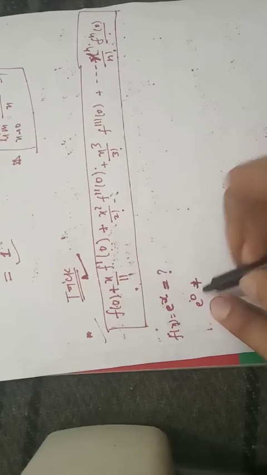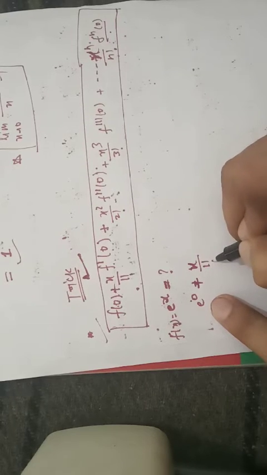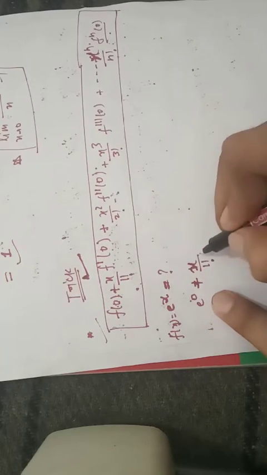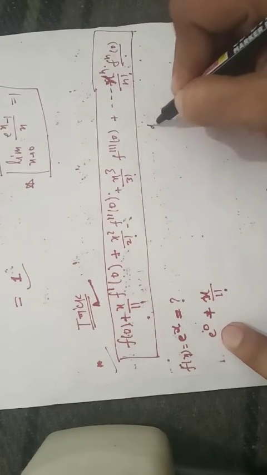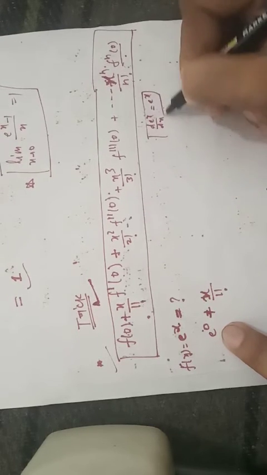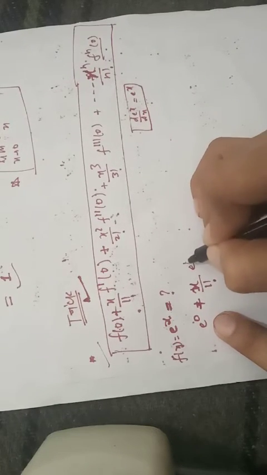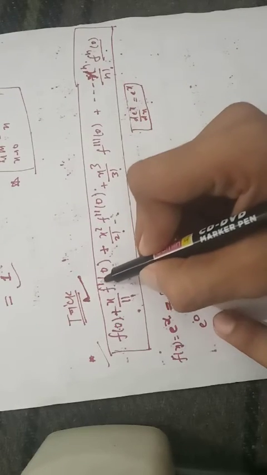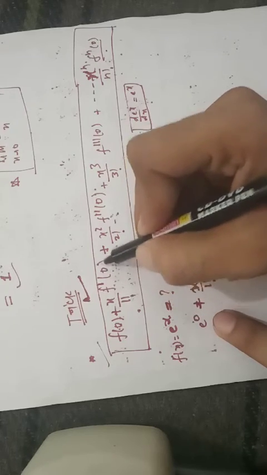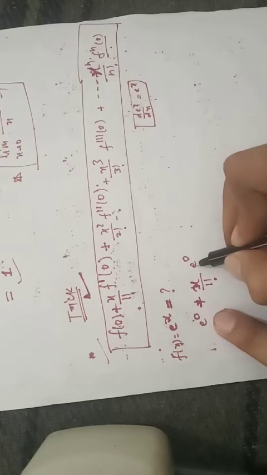Then plus x upon factorial 1 times f'(0). The differentiation of e to the power x is itself e to the power x. Then after finding the differentiation f'(x), you have to put x as 0. The differentiation of e to the power x is e to the power x, that is why you have to put e to the power 0.